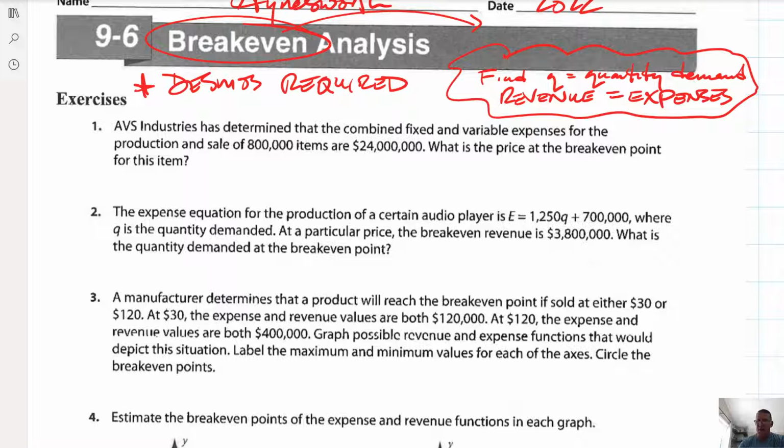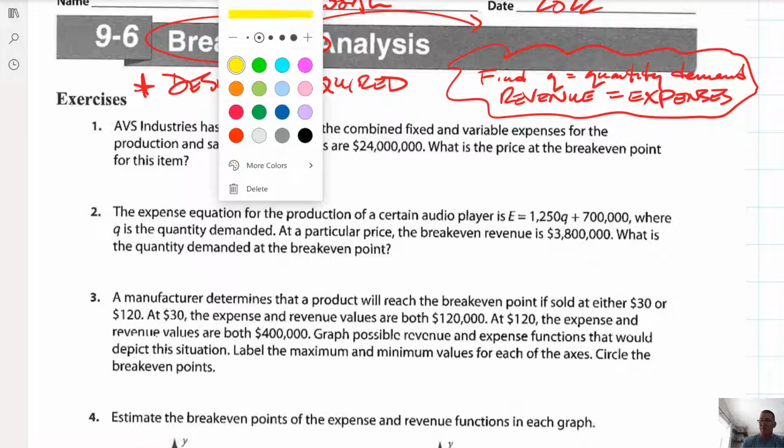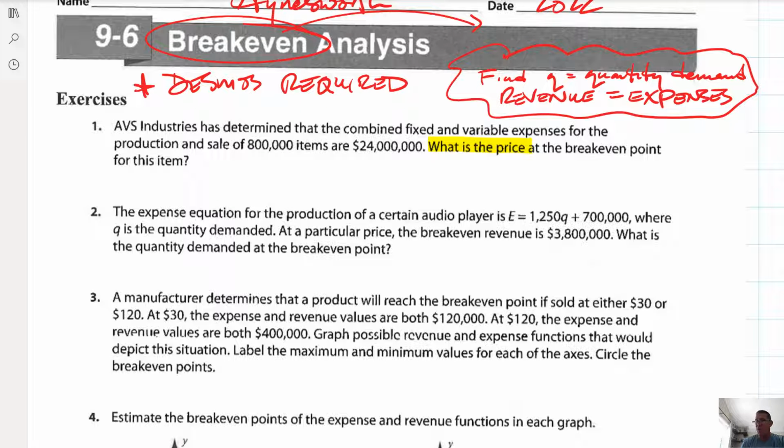Number one: AVS Industries has determined that the combined fixed and variable expenses for the production and sale of 800,000 items is 24 million bucks. What is the price at the break-even point? In this question we're not trying to find the quantity, we're trying to find the price. What is the price, P? We don't know what that is, so P equals question mark at the break-even point, and that means revenue equals expenses.